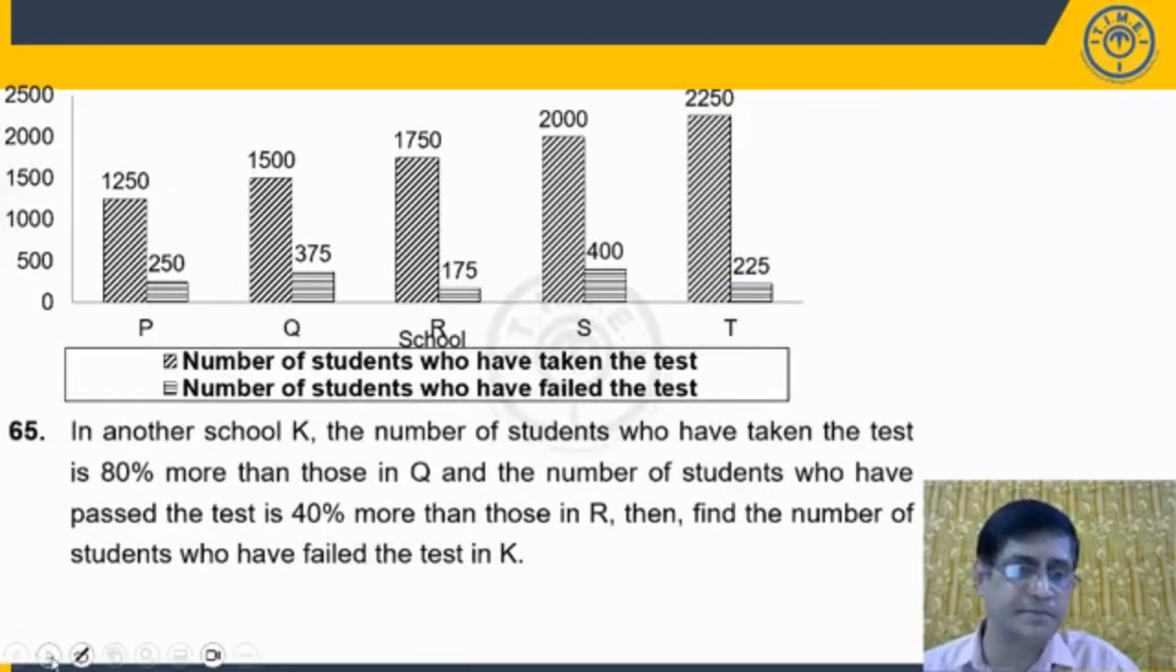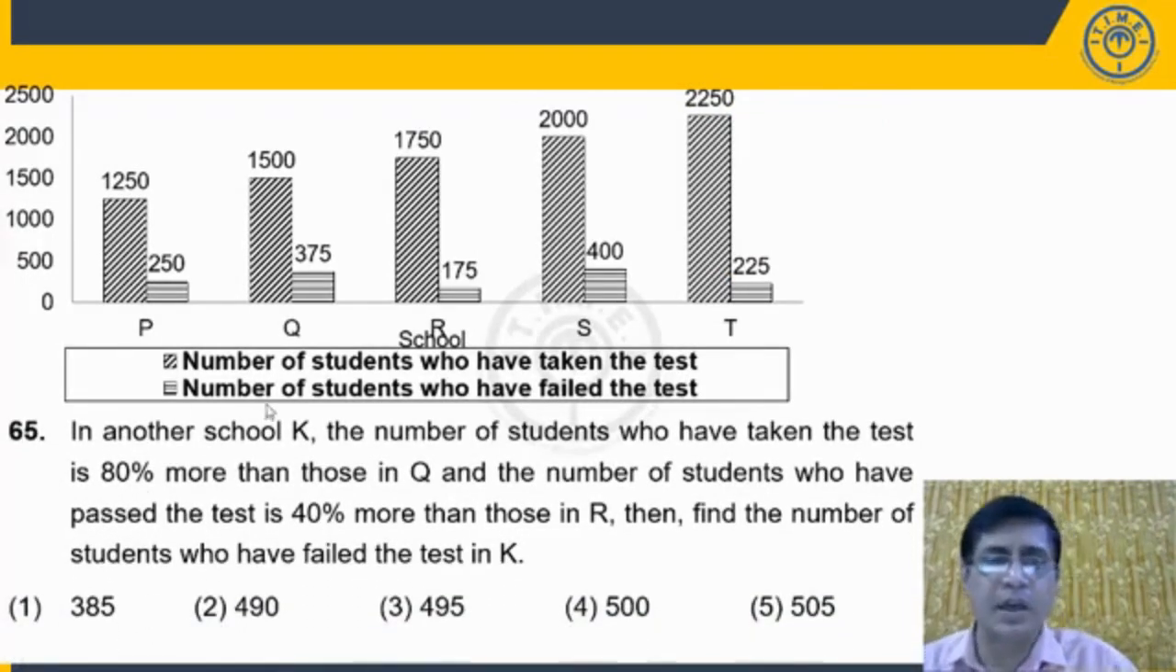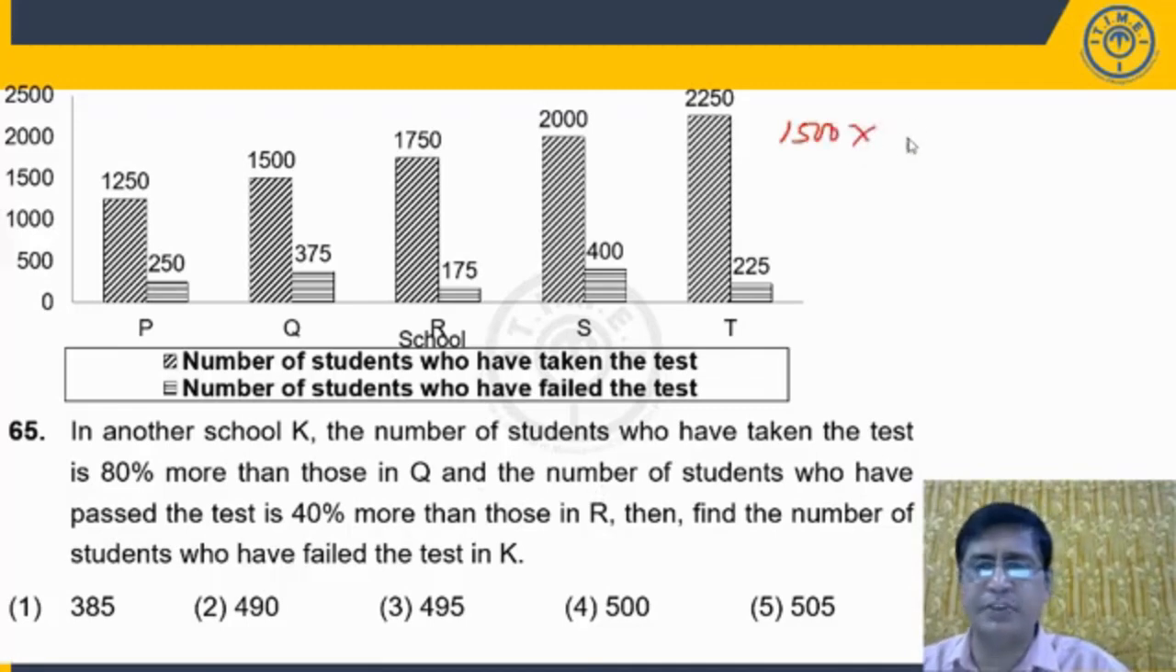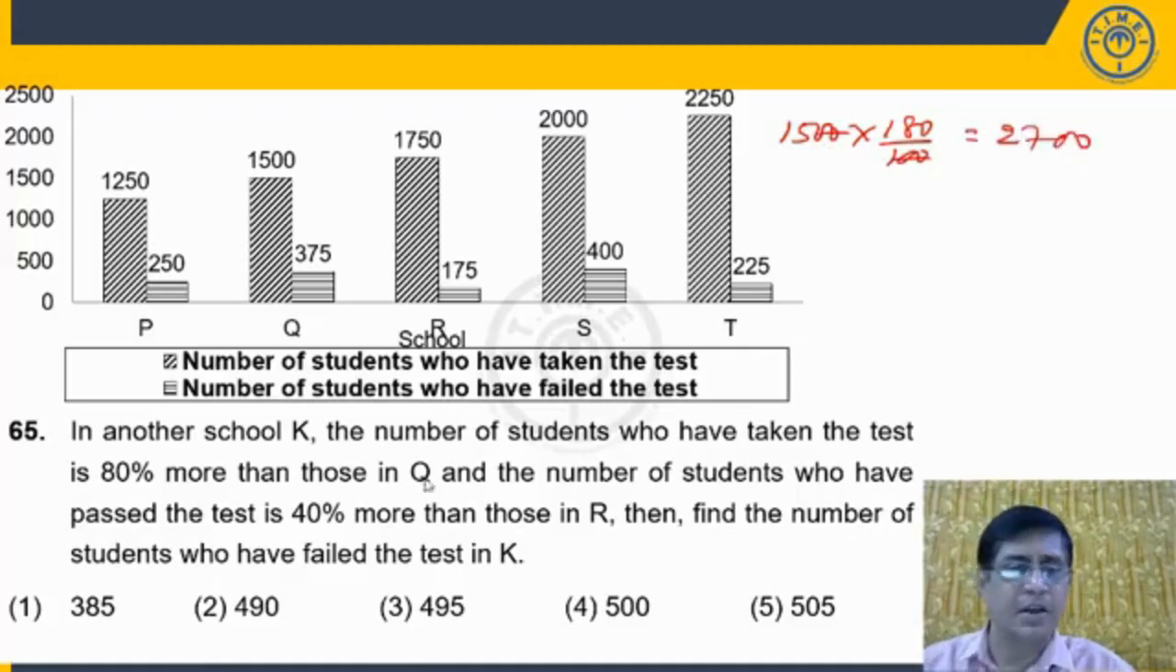Now, next example. In another school, K, the number of students who have taken the test is 80% more than those in Q. So what is the Q value? 1500. 80% more means 100 plus 80, that is 180%. Now simplify this, you will get 2700. That is the 80% more than that of Q.